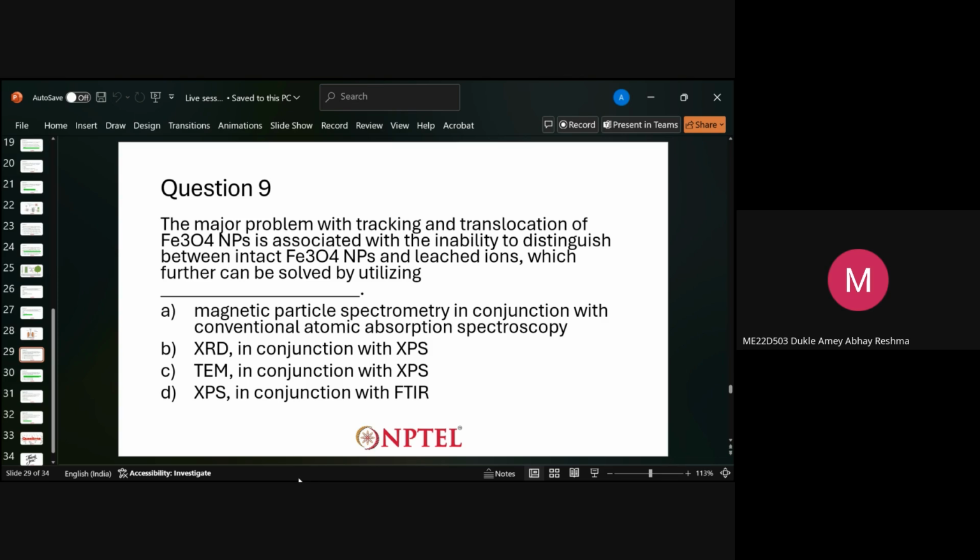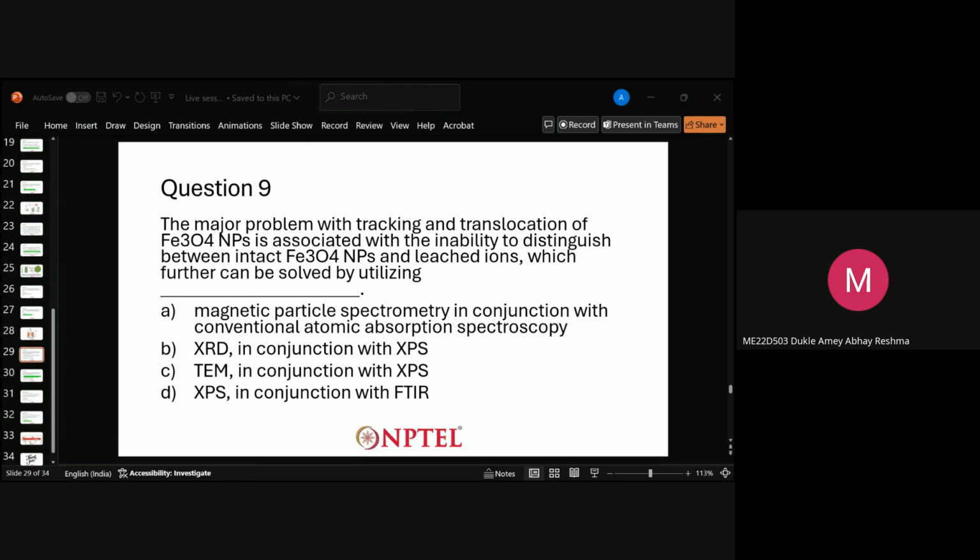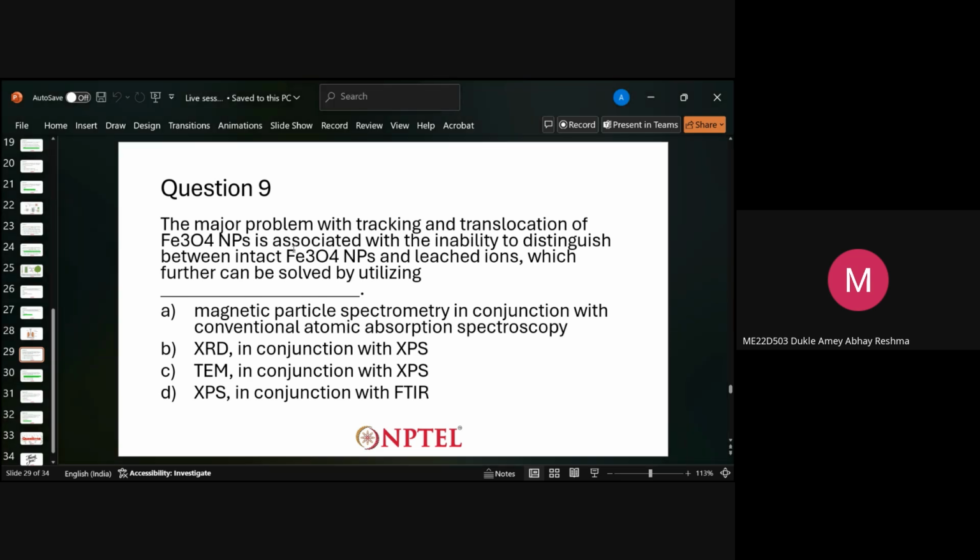So what do you think will be the answer from the process description? What I said, what do you think will be the answer? Okay, no worries. The answer is magnetic particle spectrometry in conjunction with the conventional atomic absorption spectrometry.